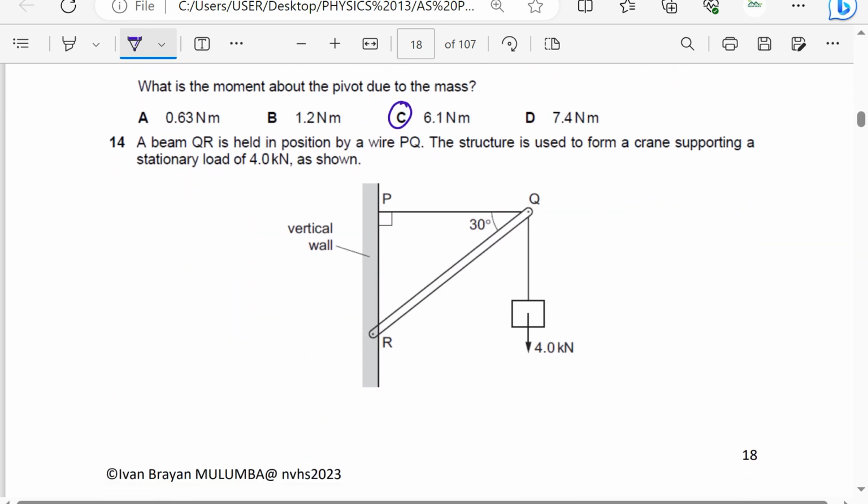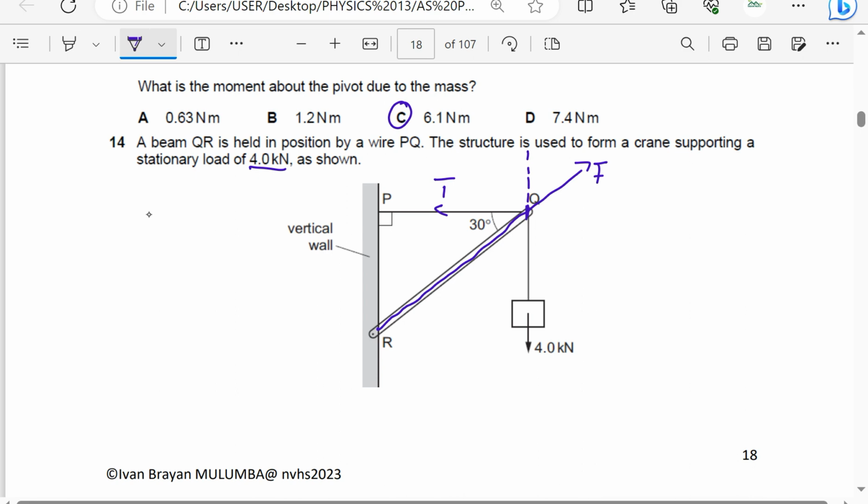A beam QR is held in position by a wire PQ. The structure is used to form a crane supporting a stationary load of 4 kilonewtons as shown in the diagram. Okay, before reading the question, we can try to find the forces which are acting here. Number one, there is a force from this which is in this direction here. There is a force in this which is the tension. And I'll call this force F. I'll do a vertical line here.